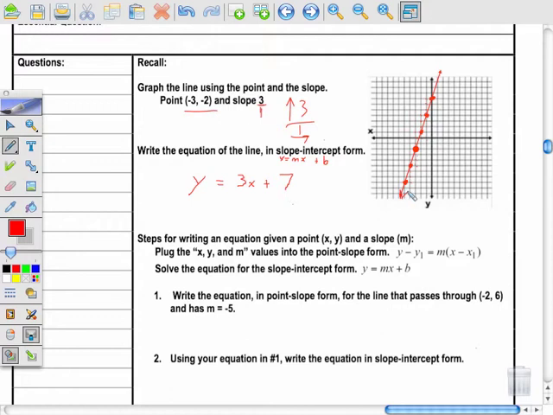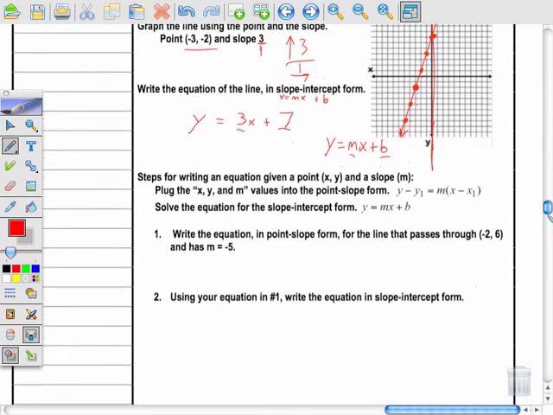Again, make sure your line has arrows. The line goes forever in both directions. Okay. Write the equation of the line in slope-intercept form. Again, slope-intercept is y equals mx plus b. B is the y-intercept, m is the slope. Your y-intercept is where it crosses the y-axis, right there at 1, 2, 3, 4, 5, 6, 7. Your slope was 3, so it's y equals 3x plus 7.